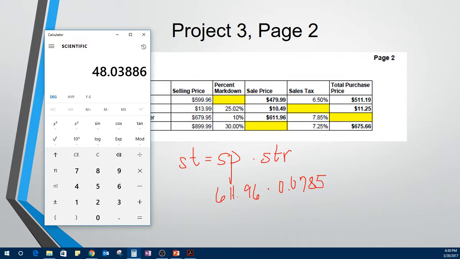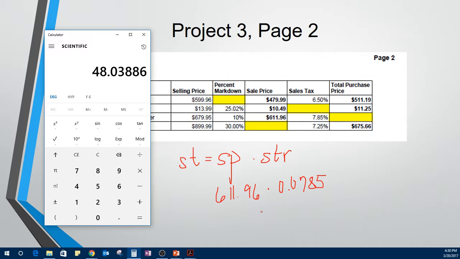So keep in mind, if you're off by a penny or two, I am fine with that, just because sometimes it's rounding. I'm not very picky, so keep that in mind. Don't stress out too much. Alright, so we put $48 and 4 cents. That is how much we paid in sales tax.